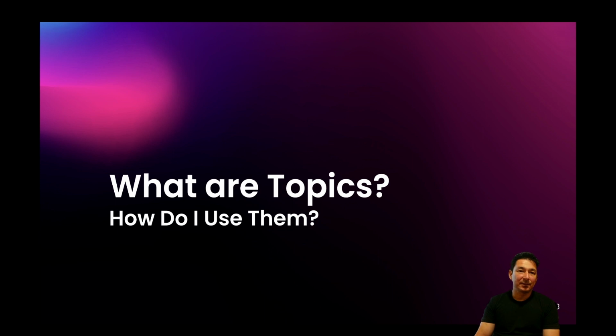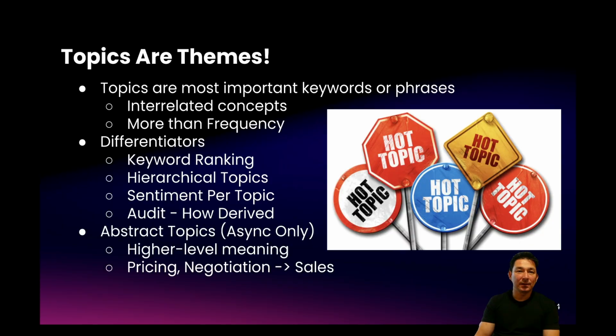So let's talk about topics, what they are, and more importantly, why do we care about them? So what are topics? They're basically themes containing the most important keywords or phrases in what is being talked about. The Symbl platform's model is more concerned about interrelated themes than just word frequency. Some differentiators on how Symbl works versus other competitors. Symbl performs keyword rankings based on relevancy, and there's also the concept of hierarchical topics. That's topics with subtopics. An example of that could be vacation, and subtopics could be a cruise or a safari.